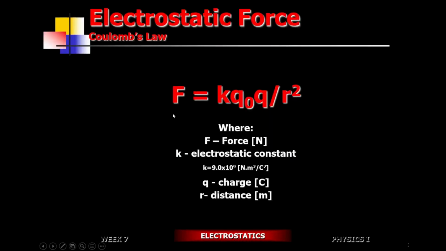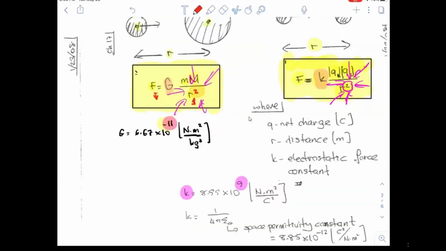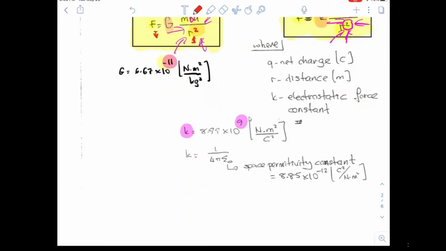Okay, so what does K represent again? Coulomb's constant. Yeah, it's known as Coulomb's constant or the electrostatic constant.